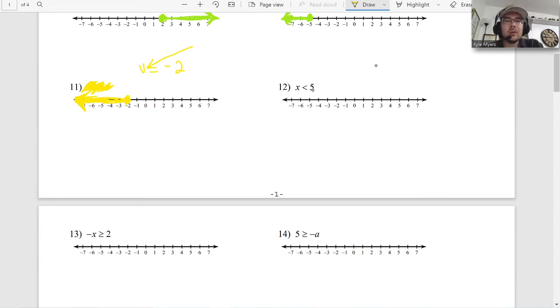Next, we have this one. Now, this one's fine. The number's on the right. So step 0, done. Step 1, the number is 5, and we want to put an open circle this time because it doesn't have the little bar underneath it. And the arrow points to the left. So we go to the left.